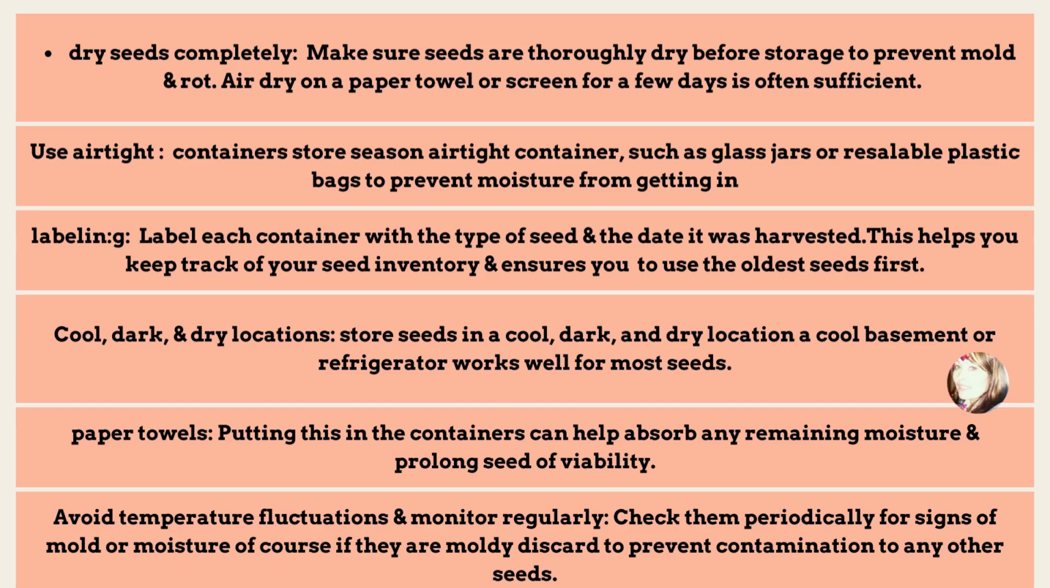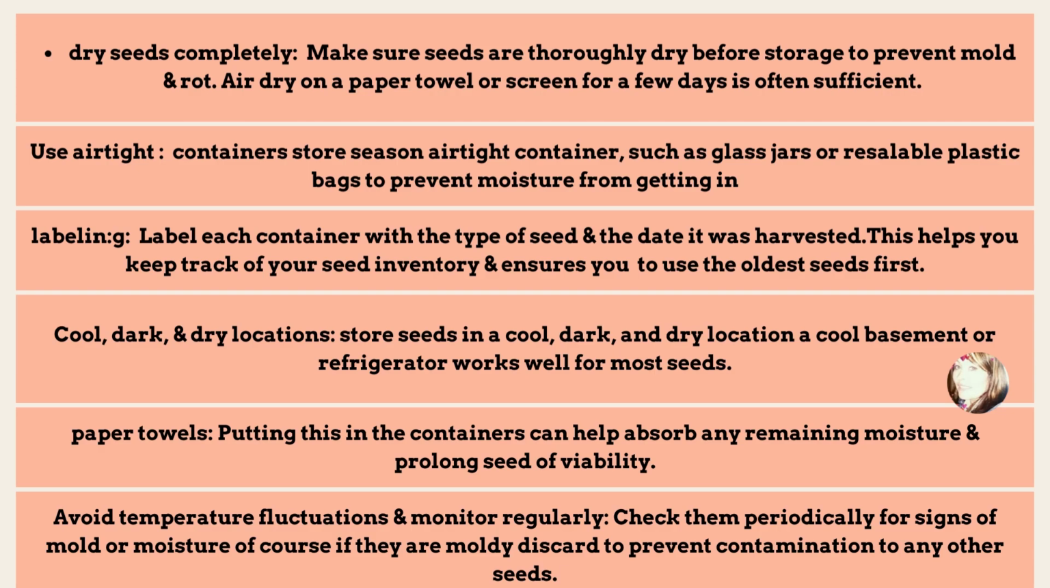Use airtight containers. Store seeds in airtight containers, such as glass jars or reliable plastic bags, to prevent moisture from getting in. When you label them, label each container with the type of seed and the date it was harvested. This will help keep track of your seed inventory and ensure you use the oldest seeds first. Also, we're going to store them in a cool, dark, and dry location.